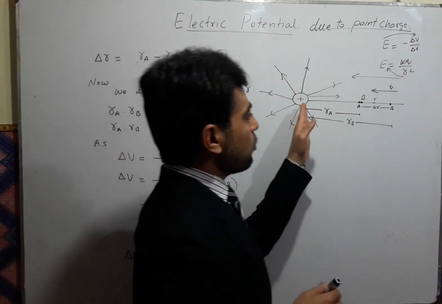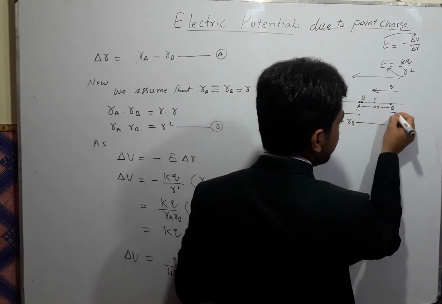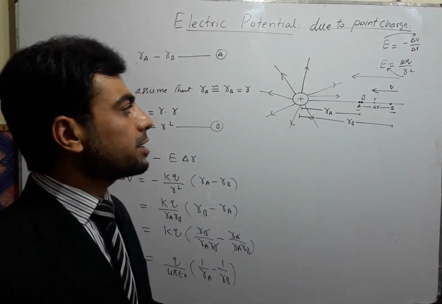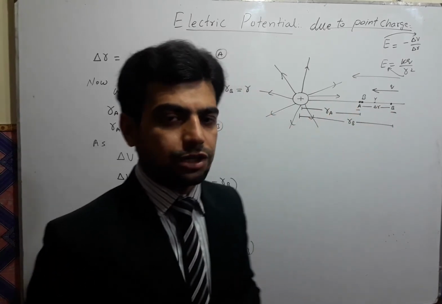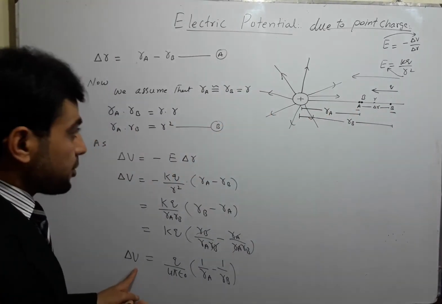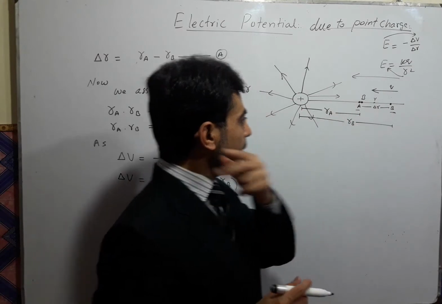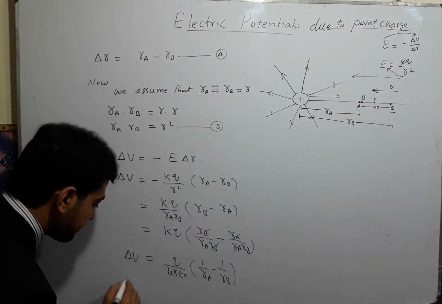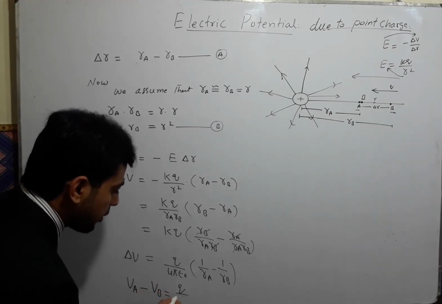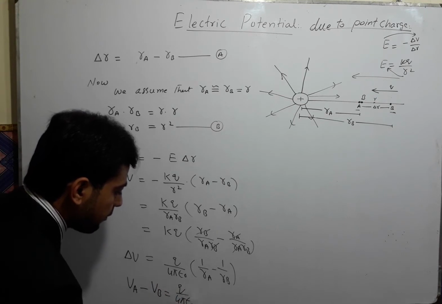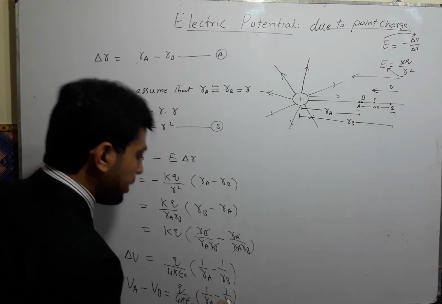If we are moving away from the charge, then the potential at A will be higher and the potential at B will be lower, because the distance of B is greater than the distance of A from the charge. So the change in potential will be equal to higher potential minus lower potential: K over 4 pi epsilon naught, 1 over R A minus 1 over R B.